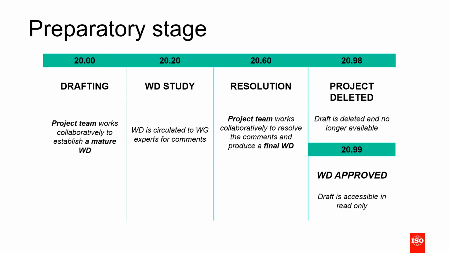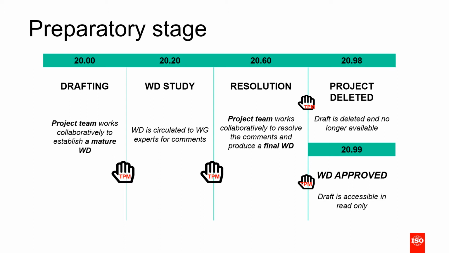The preparatory stage includes 5 substages as follows. Stage 20, it's a drafting stage. The project team works collaboratively to establish a mature draft. Stage 2020, the working draft study. During that stage, the working draft is circulated to all working group experts for comment. Stage 2060, the resolution stage. During that stage, the project team works collaboratively to resolve the comments and produce a final working draft. Each stage is updated manually by the TPM.